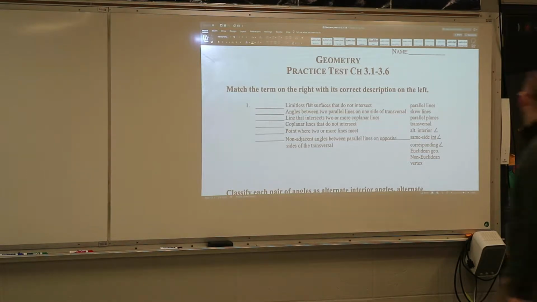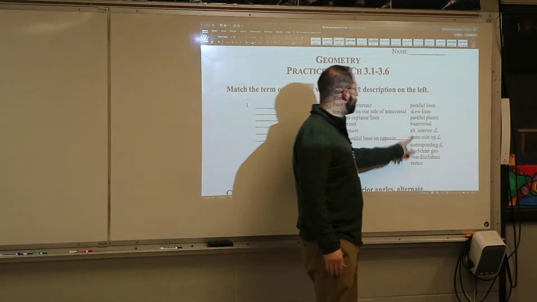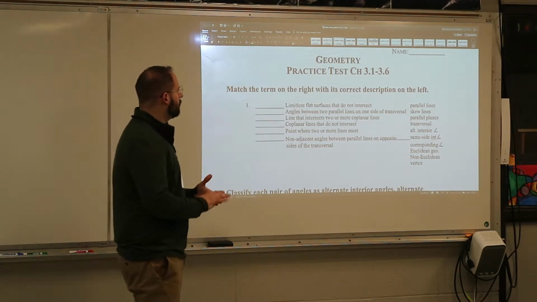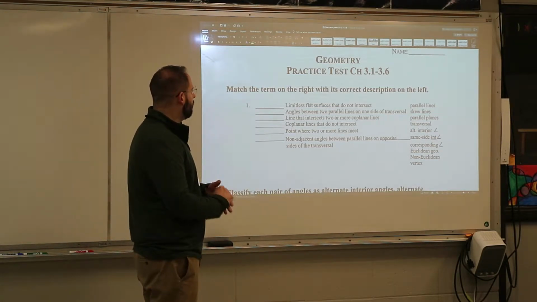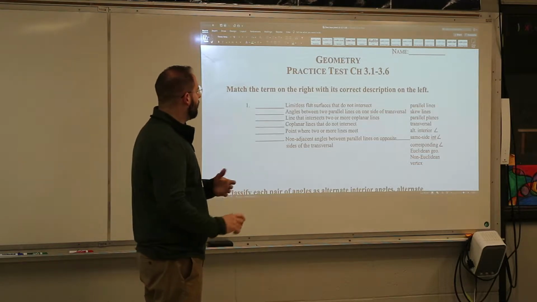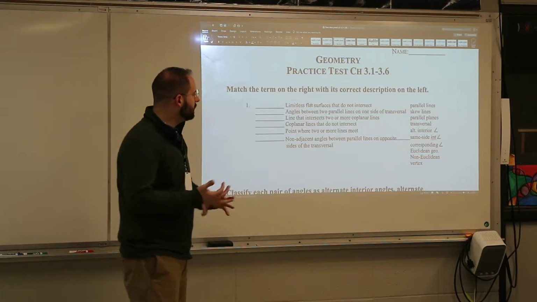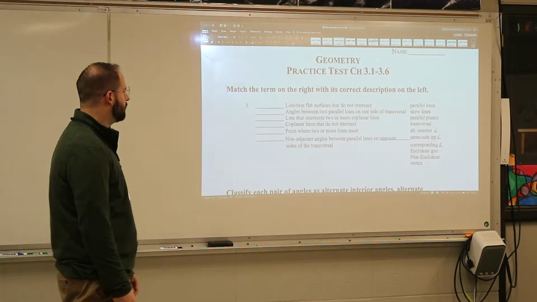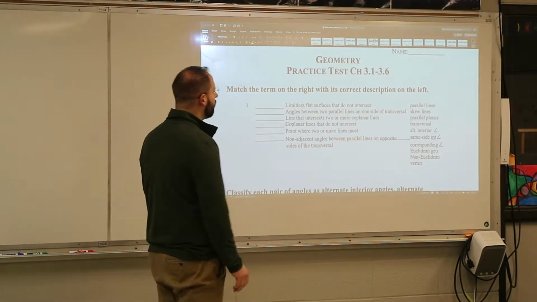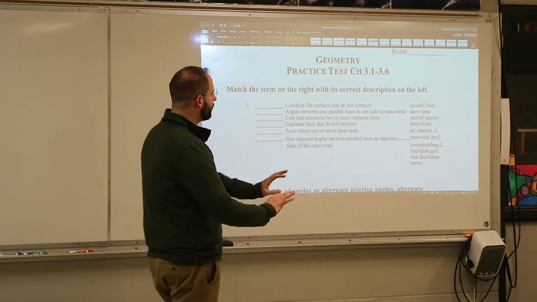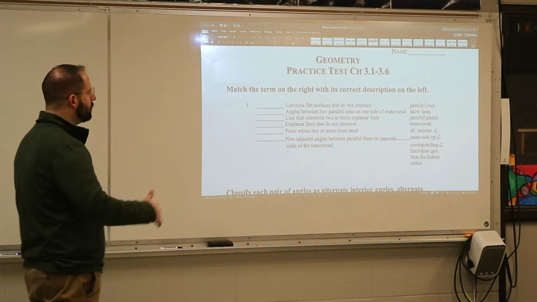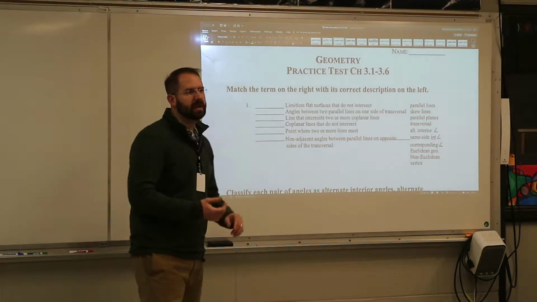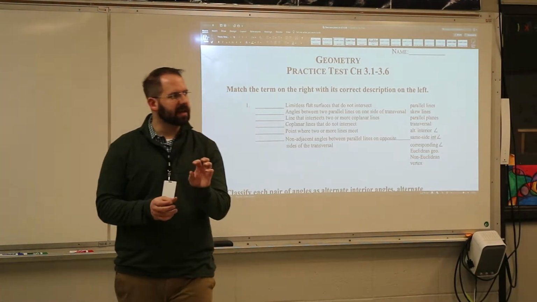Alt interior, angles on the opposite sides of the transversal inside the 2 parallel lines. So they're on the opposite sides of the transversal, inside the parallel lines. They're non-adjacent. There's other things we could say. That's alt interior. Same side interior. They're on the same side of the transversal, one side of the transversal, and they're in between the parallel lines. That's same side interior. Corresponding. They're in the same position of an intersection.